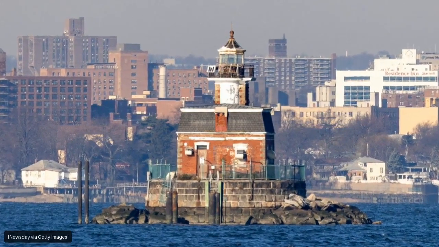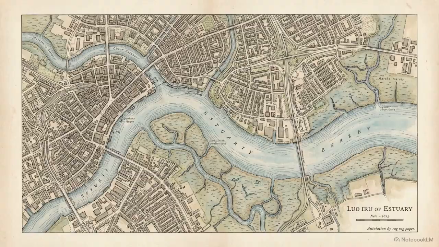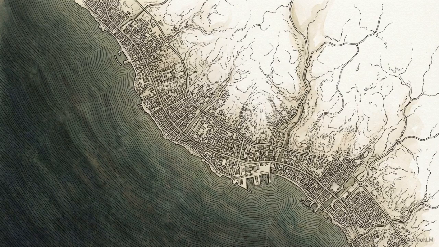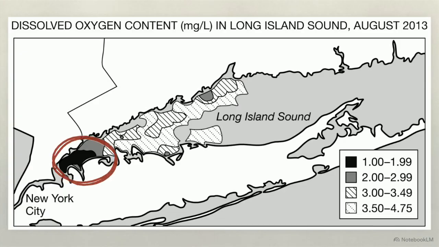Just off the northeast coast of the United States lies Long Island Sound. It is a vital estuary bordered by a densely populated watershed, with over 9 million people living in the immediate area feeding into it. This map shows the dissolved oxygen content of the Sound's bottom waters in late summer 2013. In the black and dark gray areas near the western edge, dissolved oxygen drops below 2 milligrams per liter. This severe lack of oxygen is called hypoxia.